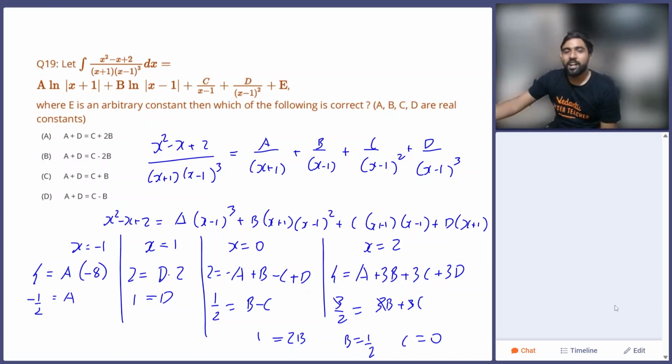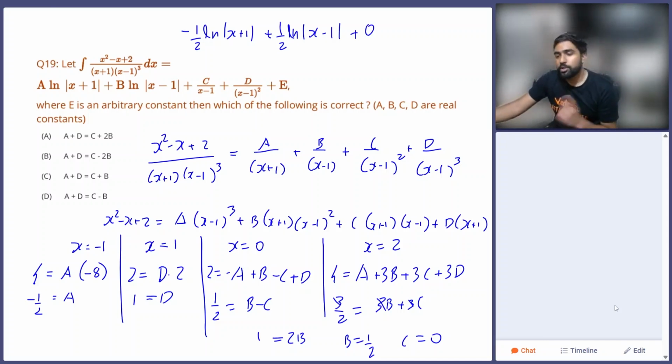So now integrating, what do you have? Integral a upon x plus 1, that's minus 1 by 2 ln mod x plus 1. B upon x minus 1, that is b equals 1 by 2, that's plus 1 by 2 ln mod x minus 1. And then plus c, which is 0, so that's 0. And then for d, you have d upon (x minus 1) cube. So what is the integral? d is equal to 1, so 1 upon (x minus 1) cube. What is the integral over here? That's (x minus 1) to the power minus 3 plus 1, that's minus 2, divided by minus 2 over here.